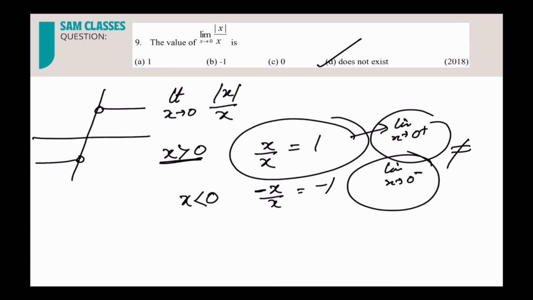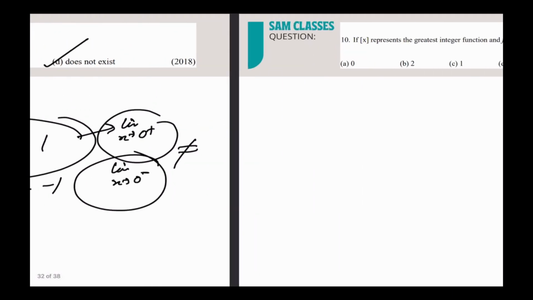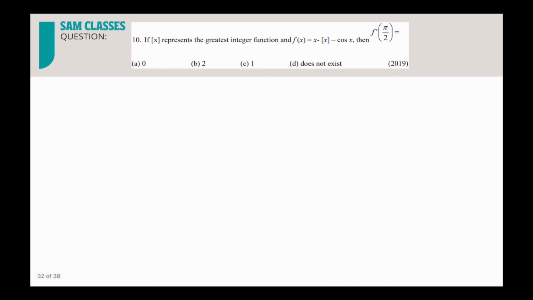Now let's understand by graph. If you remember this graph, if you approach this function from 0 plus, means values a bit bigger than 0, you'll see you are approaching positive 1. And if you approach from this side, kid, you'll see you are approaching minus 1. So not possible. Left hand limit and right hand limit are not equal, so the limit doesn't exist. Now a very good question. Keep it in your mind whenever you get this function.